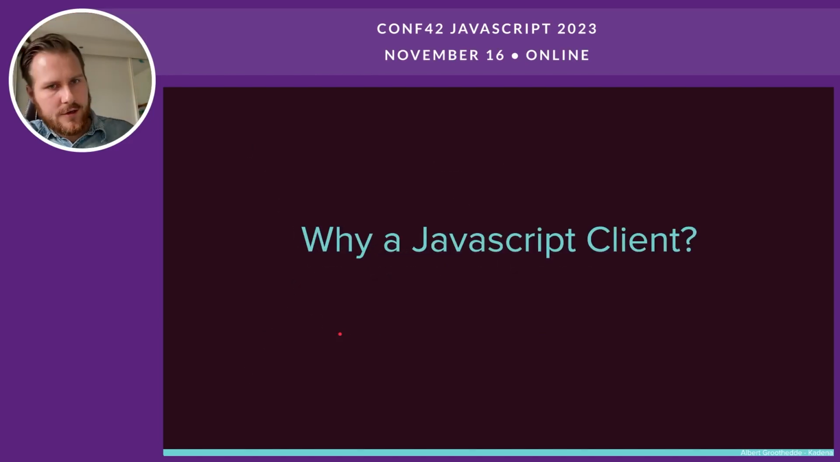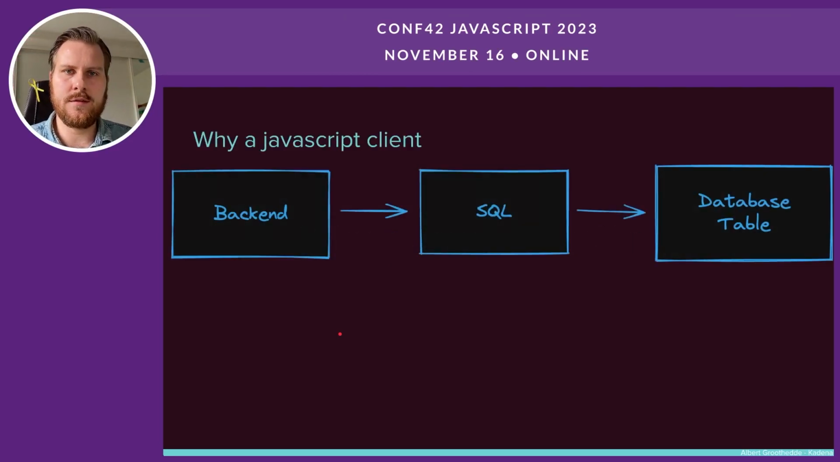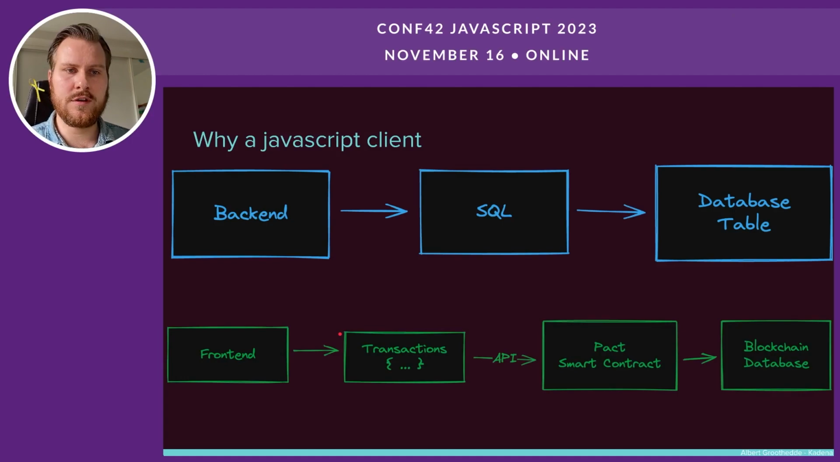Well, let's go back a little bit and take a look at how we do this in the backend world, or in the regular Web 2 world where we have a backend and SQL and a database table. So let's imagine you have a node.js service where you have some business logic and you want to write some SQL to update a database table. Similarly, we have a front end and we build up our transactions.